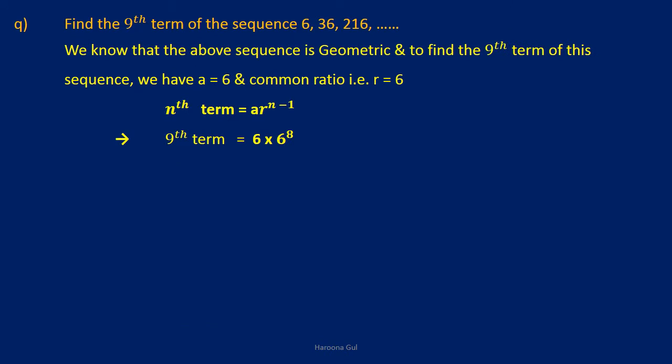Let us now solve a problem related to the nth term of a geometric progression. This problem is asking us to find the ninth term of the sequence 6, 36, 216 and so on. We know that the nth term of a geometric progression is equal to a into r raised to the power n minus 1. Here a is equal to 6 and r is also equal to 6, because if we divide 36 by 6 we get 6, and if we divide 216 by 36, we get 6 again, which means that the common ratio of this sequence is 6. Putting the values in the equation, we get the ninth term equal to 6 into 6 raised to the power 8. And this is our answer. You can calculate it if you want to, but GRE does not ask questions which require lengthy calculations, right?